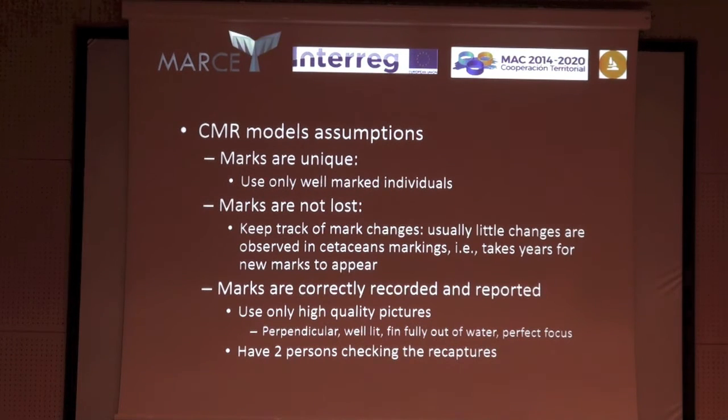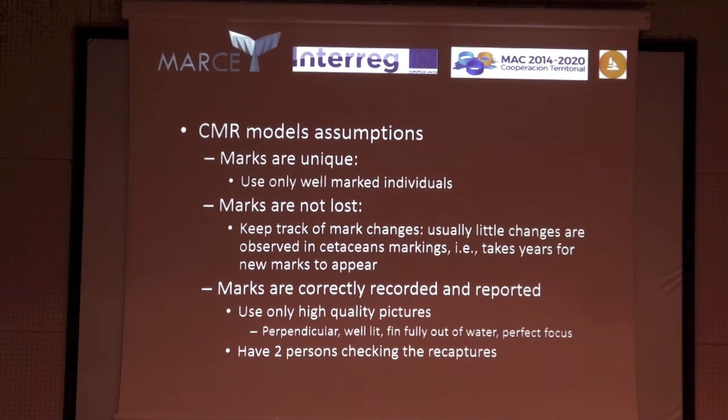So a lot of the time we're using only well-marked individuals that will have various marks, and that will make them truly unique to other ones. The marks are not lost, so you should keep track of mark changes. Have you seen in the example before of the pilot whale, you've seen that new marks can appear, but you still have the old ones to actually identify that individual. And a lot of the time it actually takes years and years for new marks to appear. And so photo identification is still a good tool to use.